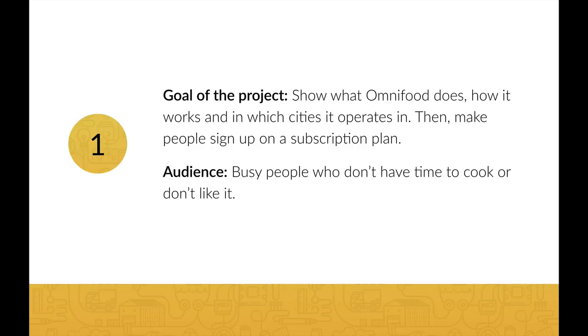So, starting with step 1. As you probably remember, step 1 is all about defining the project. So the goal of the project is to show what OmniFood does, how it works, and in which city it operates in. Then, make people sign up on a subscription plan. And this is actually a pretty common project goal. And the audience for this project is busy people who don't have time to cook or don't like to cook. Simple as that.